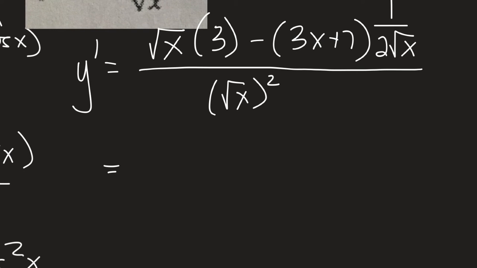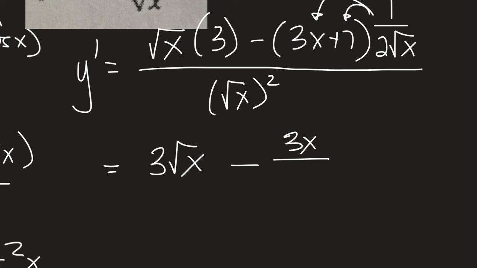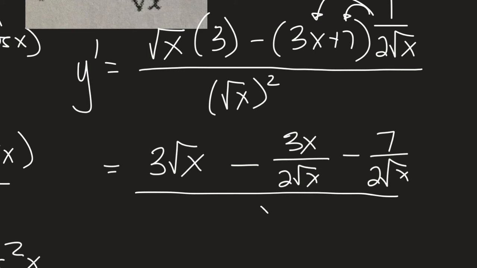Okay, so let's see what kind of algebra we can simplify here. We have 3 root x minus, let's do some distributing here and see what I get. 3x over 2 root x minus 7 over 2 root x. Okay, so it's a minus, so I'm subtracting both of these terms and distributing all at the same time. Hopefully you're okay with that. So minus 3x over 2 root x, and then minus 7 over 2 root x also.